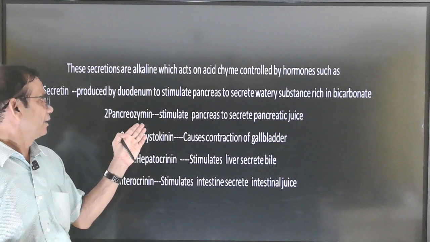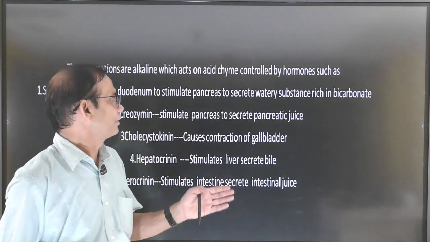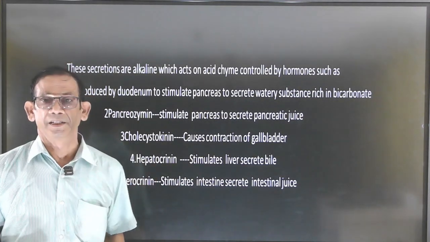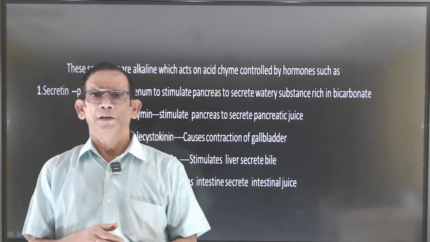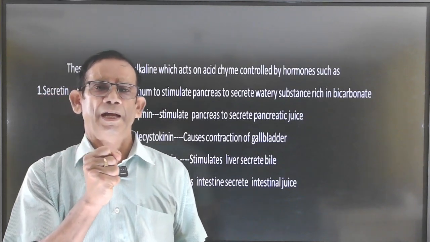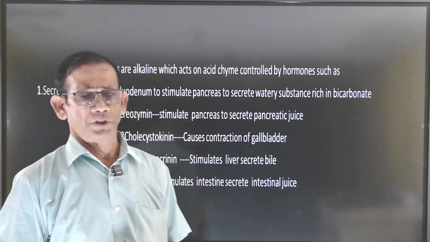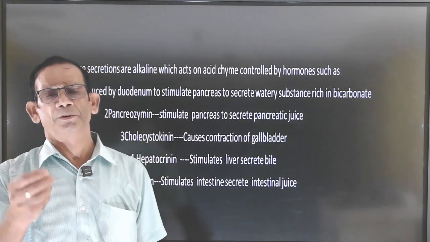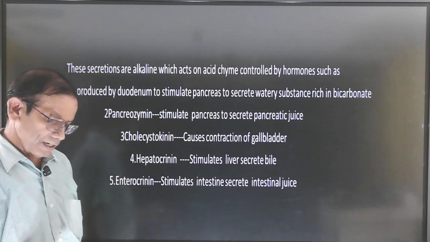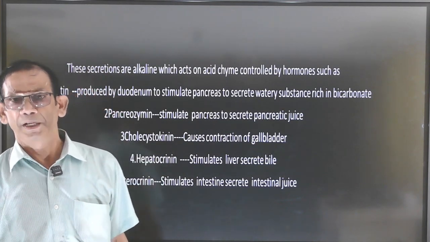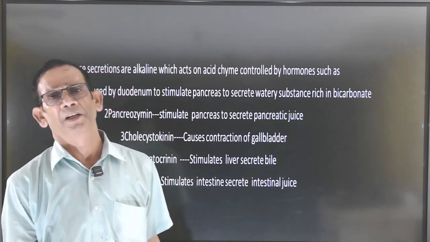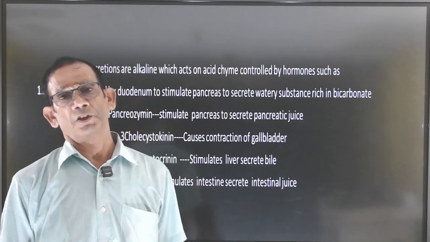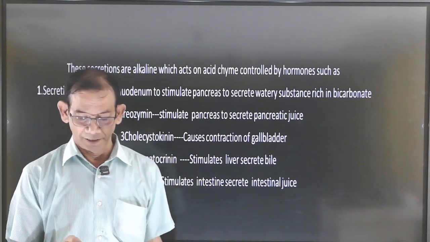Similarly, pancreozymin stimulates the pancreas to secrete pancreatic juice. Similarly, cholecystokinin causes the gallbladder to contract to excrete the bile juice. And hepatocrinin stimulates the liver to secrete bile juice. And last is enterocrinin, which particularly helps in the secretion of intestinal juice for digestion of the various food materials.